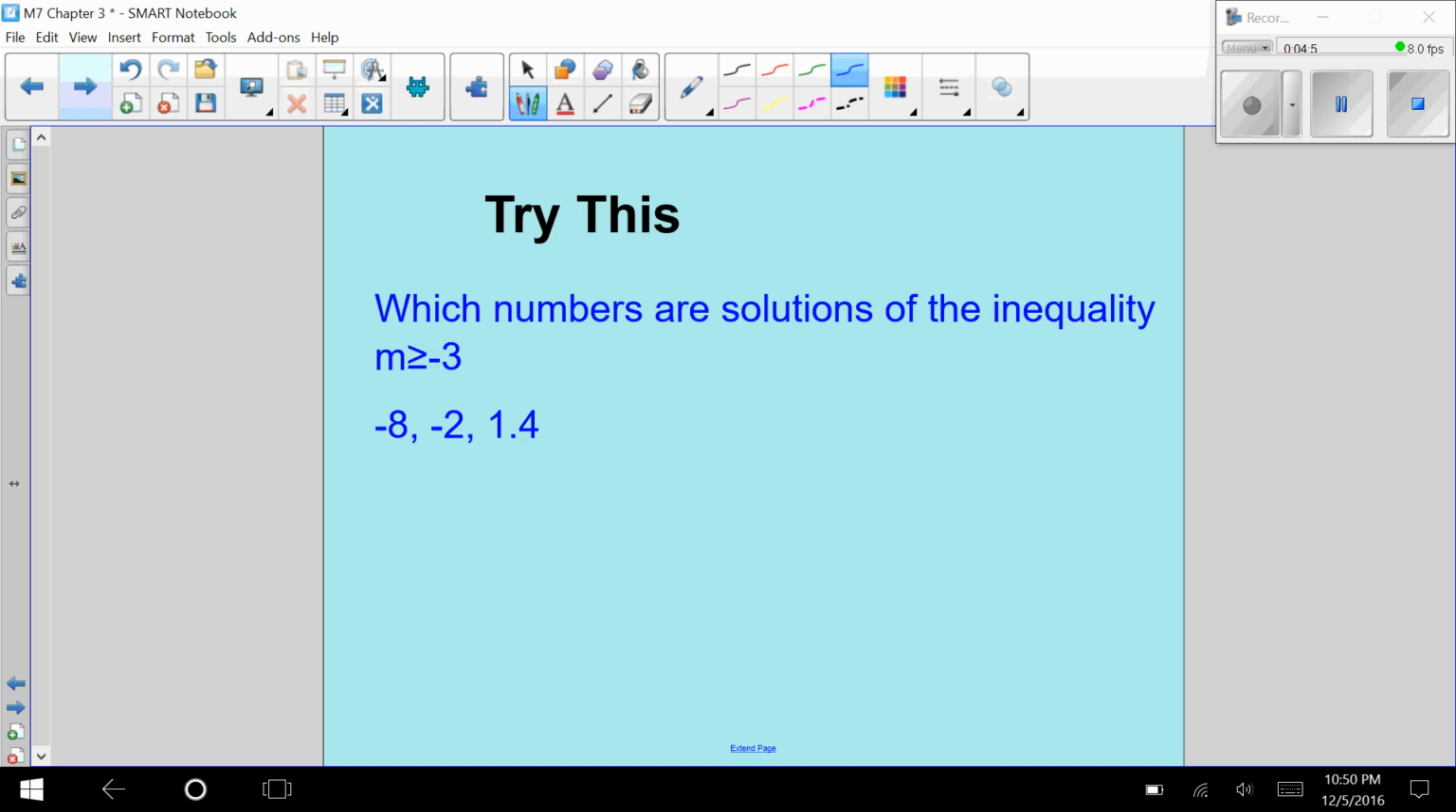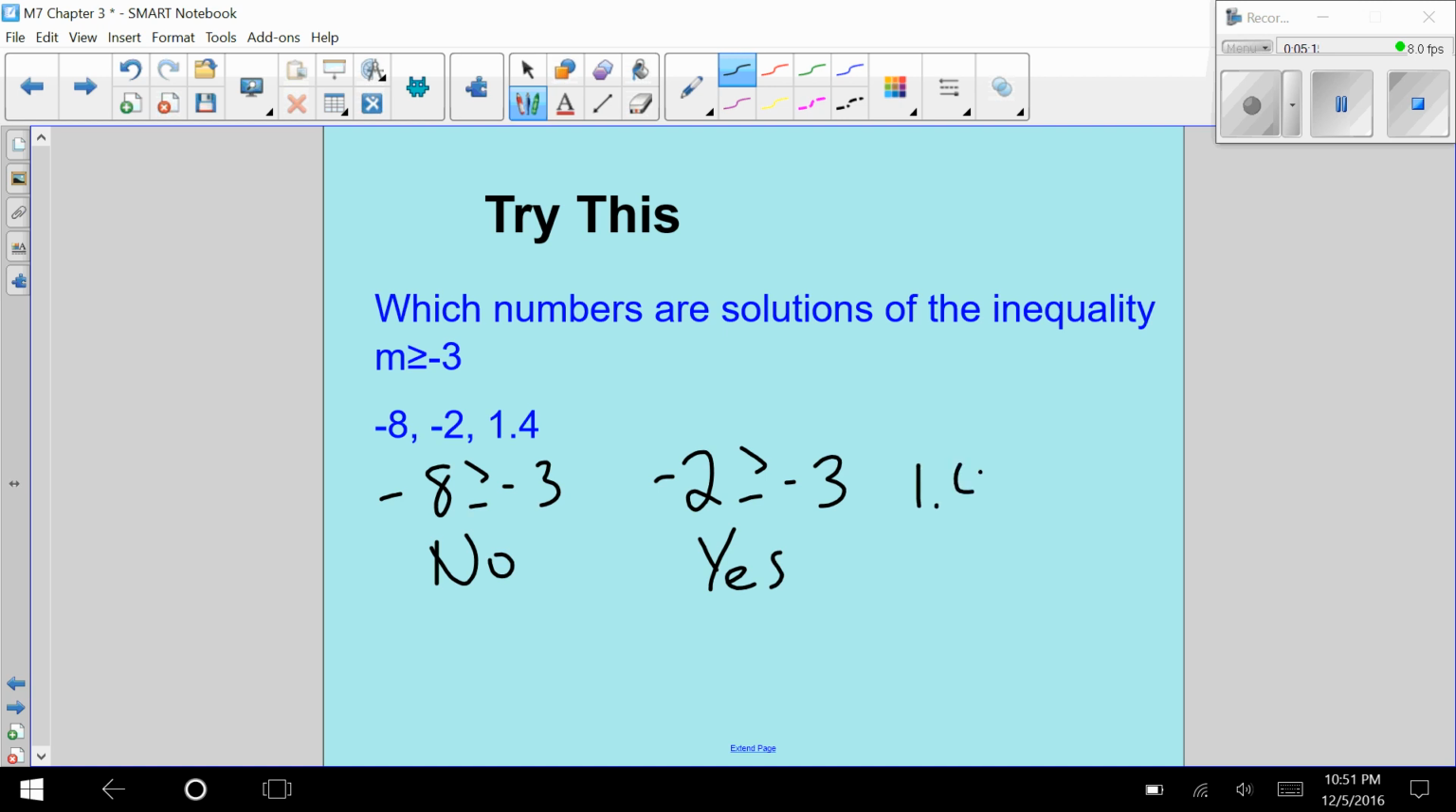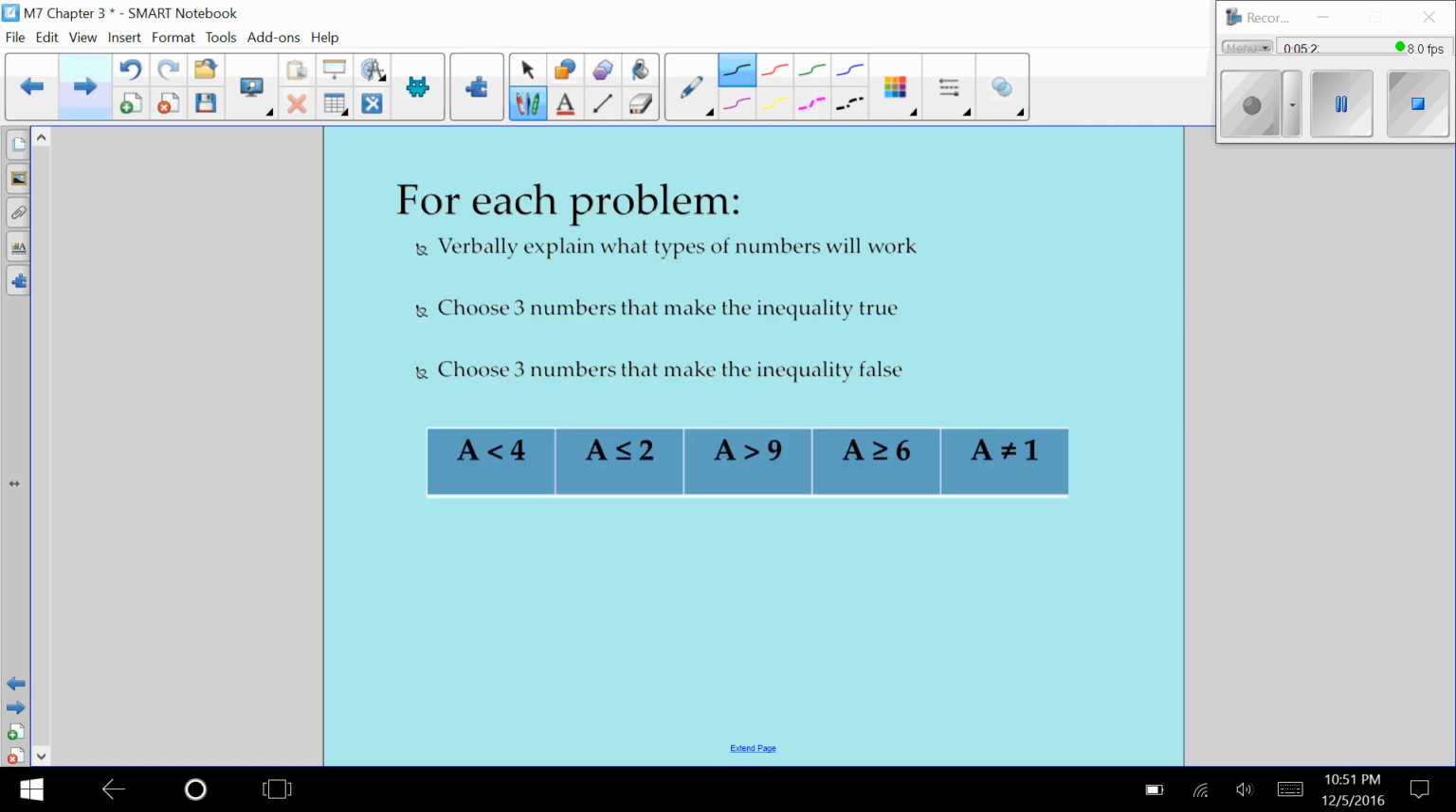Try this one. Which numbers are solutions of the inequality m is greater than or equal to negative 3? All right, for this problem, we're going to take -8 is greater than or equal to -3. Well, that's not true, so -8 is not a solution. Try -2 is greater than or equal to -3. That actually is true, so yes, that is a solution. And 1.4 is greater than or equal to -3. Well, that is bigger, so yes, that is a solution also.